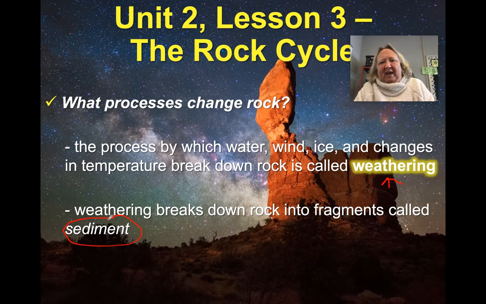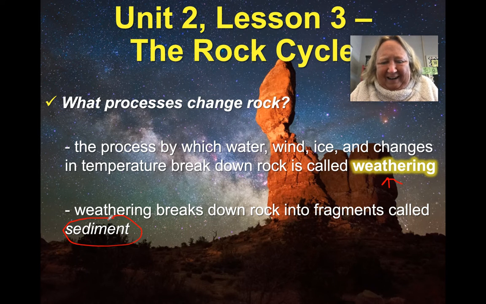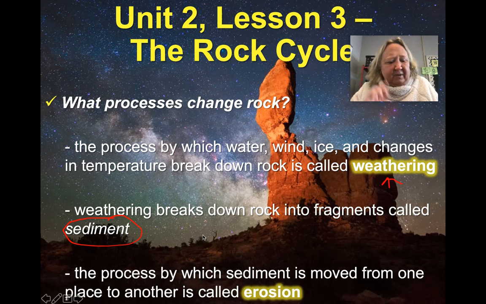Okay. That's the little pieces of rock that's broken into by weathering. So you will hear that term a lot. So sediment is the little pieces of rock that's broken into fragments. All right. Next, very important word is this.